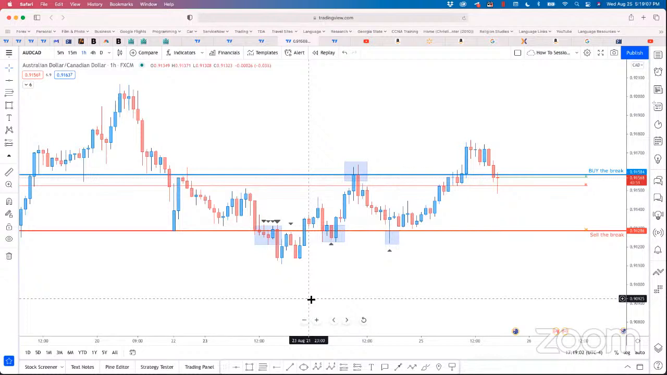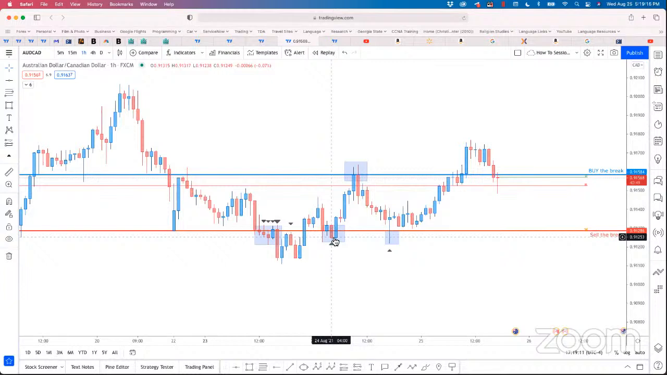Is there anything that you would have noticed that would have made you say, this broke and closed, but it reversed and I would have taken a loss on this? Lower wick. Okay, that's a good answer. The support. That's a good answer. Anybody else?